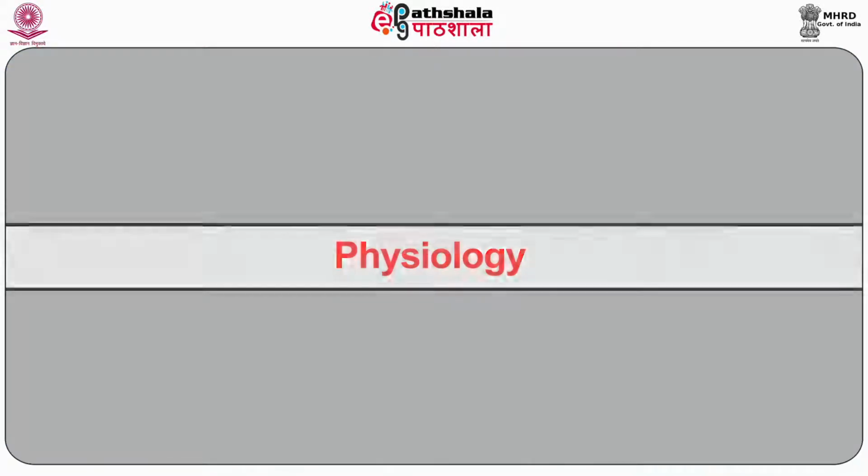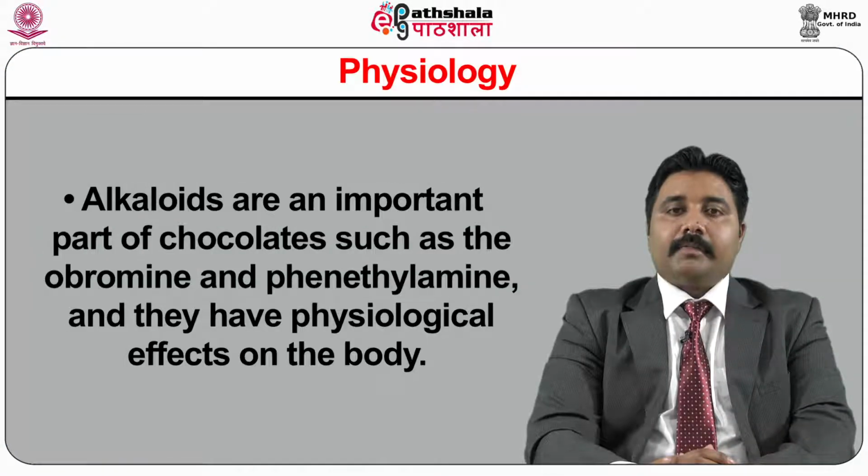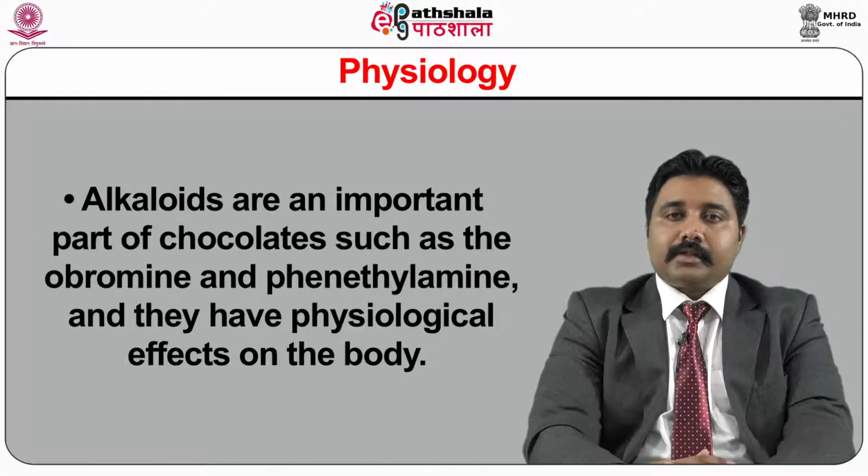Physiology. Alkaloids are an important part of chocolates, such as theobromine and phenethylamine, and they have physiological effects on the body. Chocolate can lower blood pressure. Chocolate's melting point is low, so it melts in the mouth.